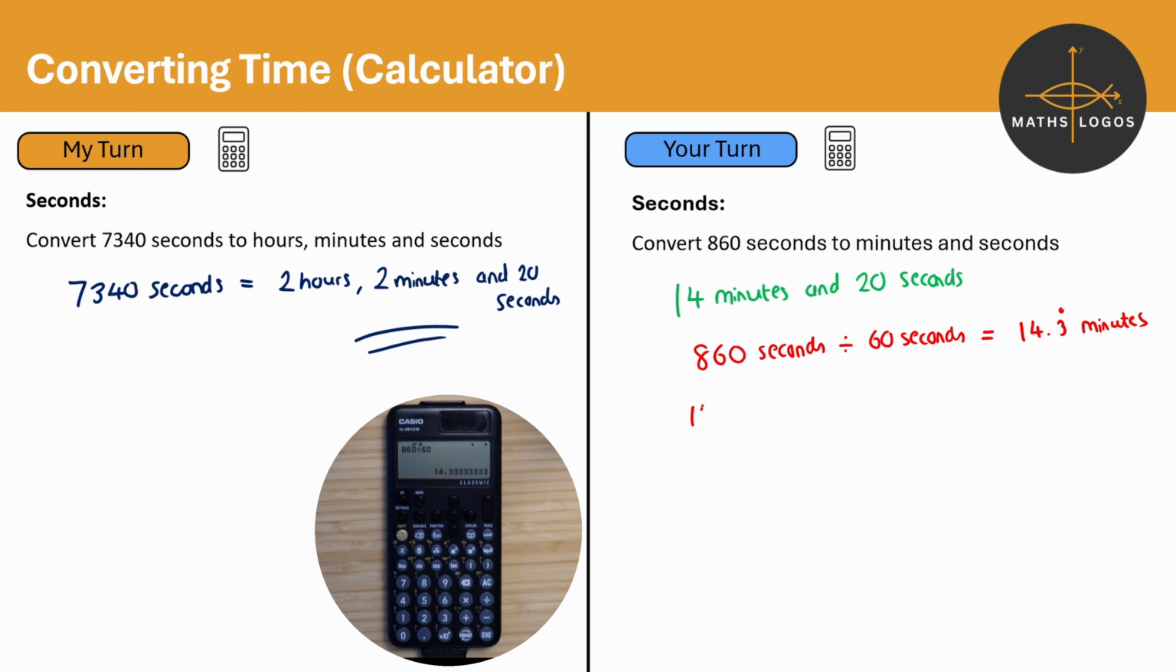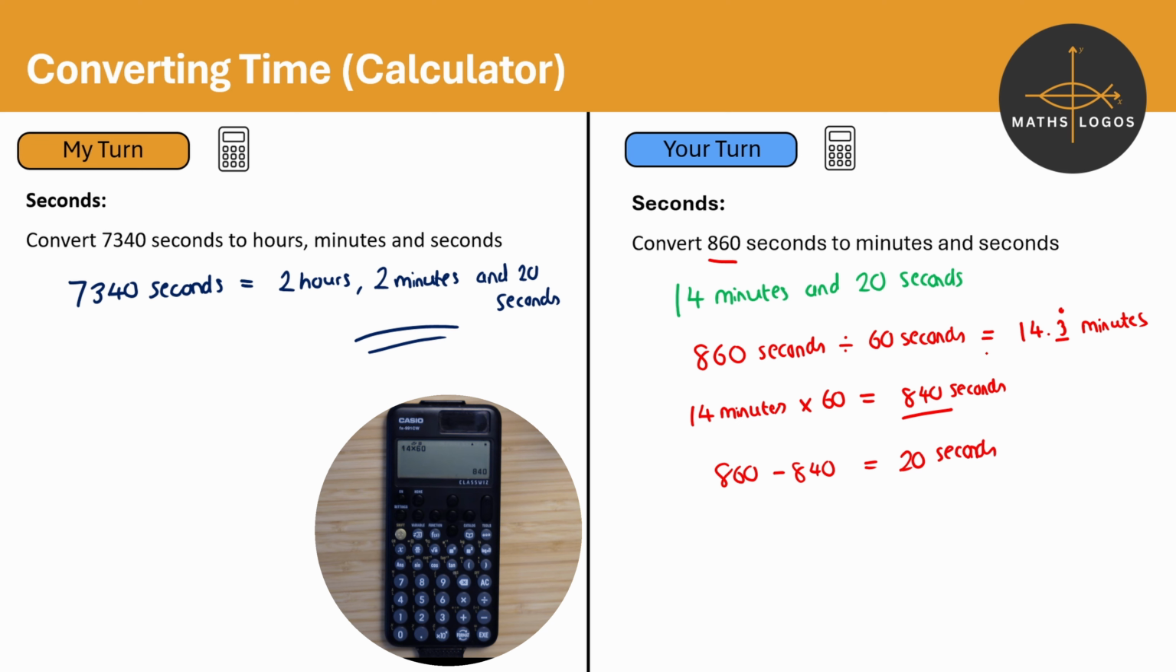Then what I'll do is I'll work out how many seconds are in 14 minutes by multiplying by 60. So I do 14 multiplied by 60. Gives me this answer of 840 seconds. So I know that this little bit left over, the 0.3 recurring, is going to be the difference between the 840 and the 860. So 860 take away 840 is 20 seconds. So 14.3 recurring is 14 minutes, 20 seconds, like we had above.